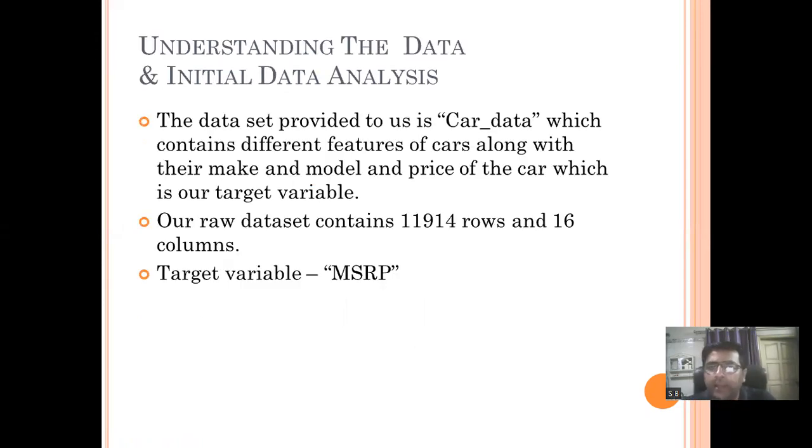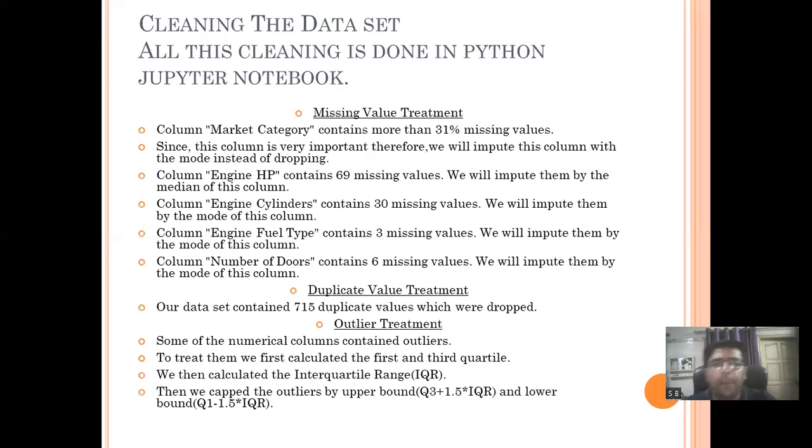So, understanding the data and initial analysis of the data. This data set which was provided to us contains different features of cars along with their make and model and price of the car, which is the target variable in this case. Our raw data set contained 11,914 rows and 16 columns. The target column is MSRP, which is also called the price of the car. So first of all, the cleaning of the data set was performed. This whole cleaning was done in Python Jupyter Notebook.